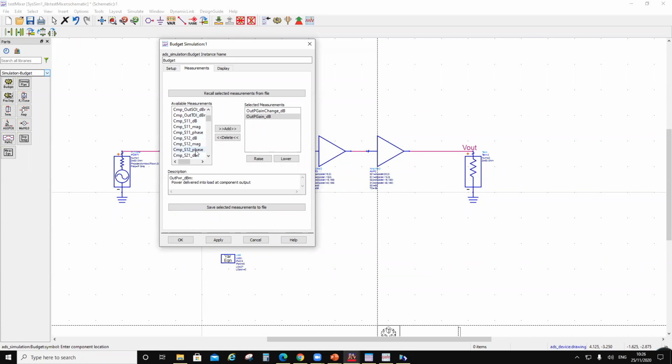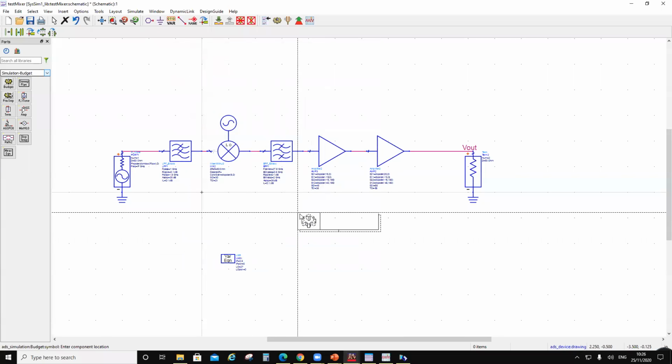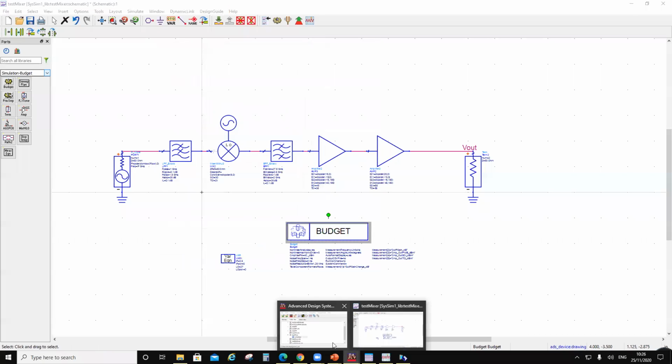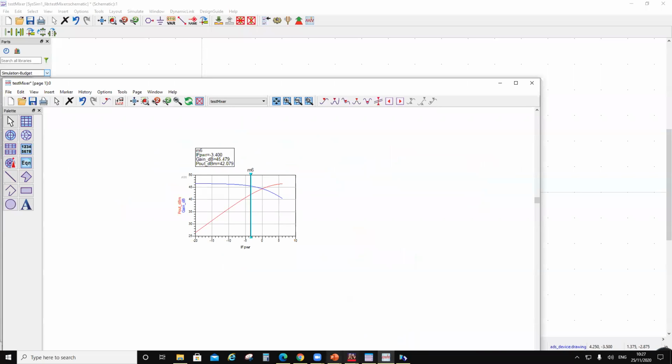Okay, so I want to look at P1 dB of each component and TOI and SOI. Okay, SOI and TOI. Here I am almost ready with my budget simulation, right? So what is it going to give you? Let me just go here.